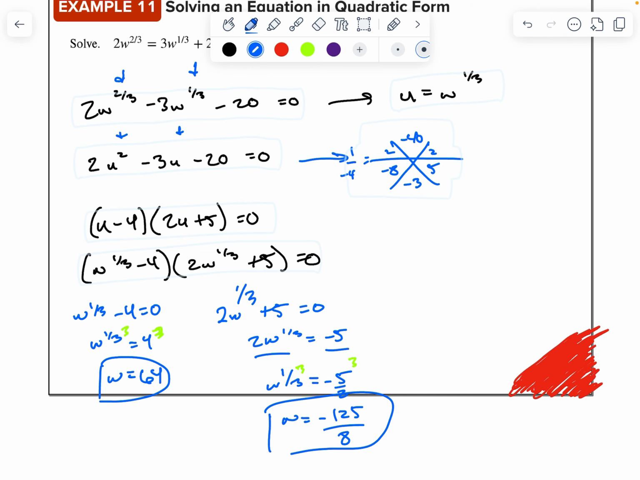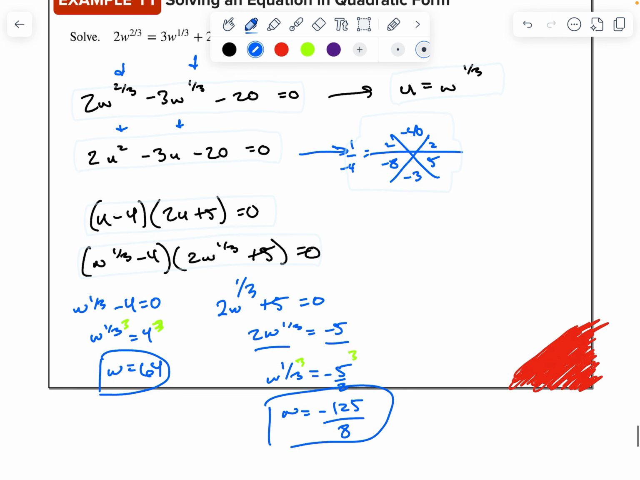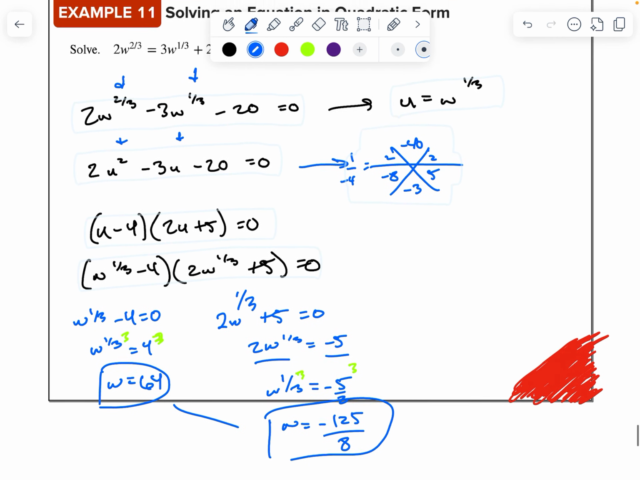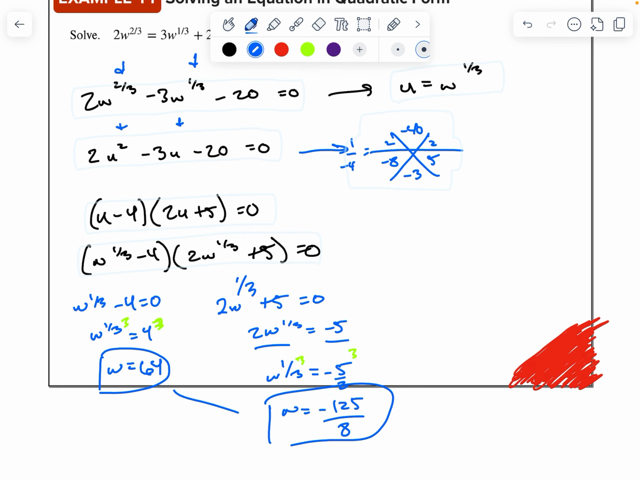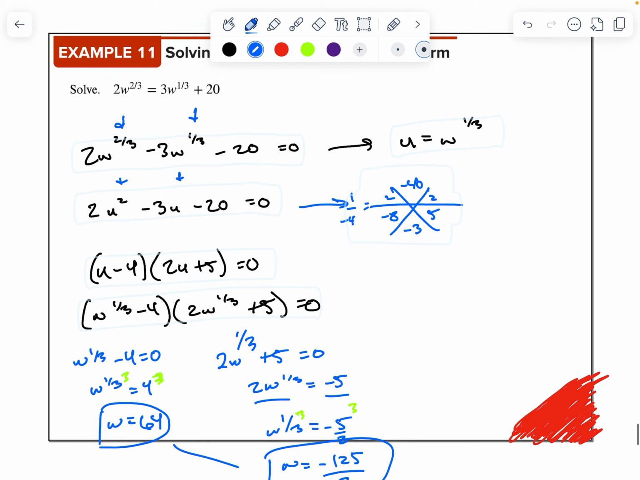We got two solutions. You'll probably want to go back and check those. I think in this case both of these work. Again, with all of these, you should go back and review factoring. You should go back and review simplifying radicals. You should go back and review solving quadratics. Those three topics are really going to help you with this type of equation.